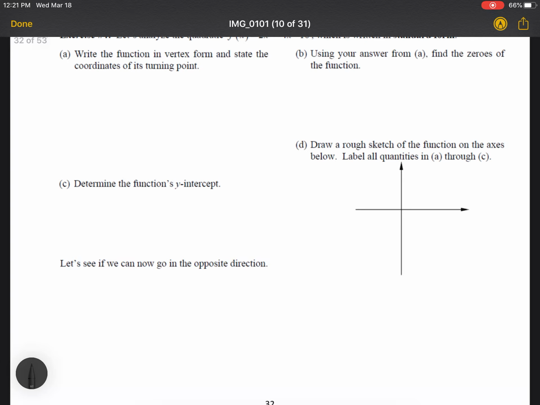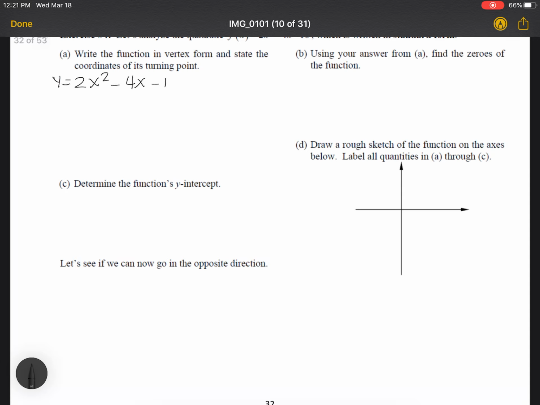Okay, number 3. I know you can't see the actual question on my screen, but it says, let's analyze the quadratic 2x squared minus 4x minus 16, which is written in standard form. Part A says, write the function in vertex form and state the coordinates of its turning point. Remember, the turning point is just another word for its vertex. So let's get this into vertex form first.